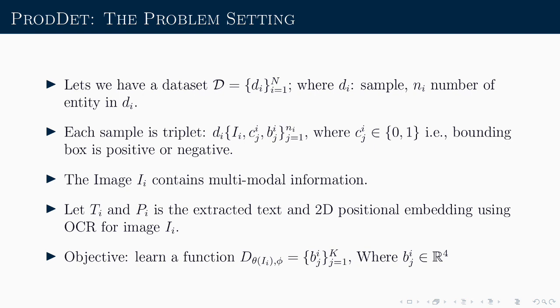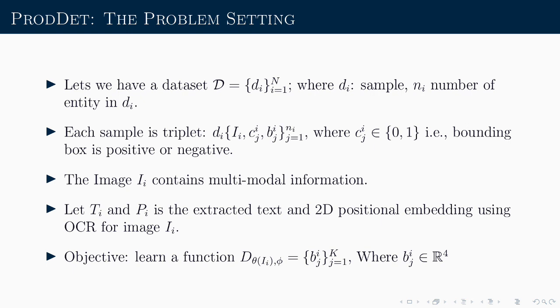To formulate our problem, we constructed our dataset such that Di is each sample and is represented by a triplet set, where Ni are the number of entities within this Di. Here, I is the ith image and bj's are the bounding boxes of each entity within Di, and cj is the indicator whether these bounding boxes are positive or negative.